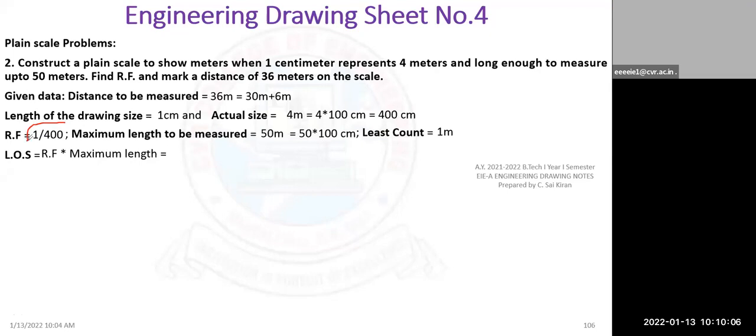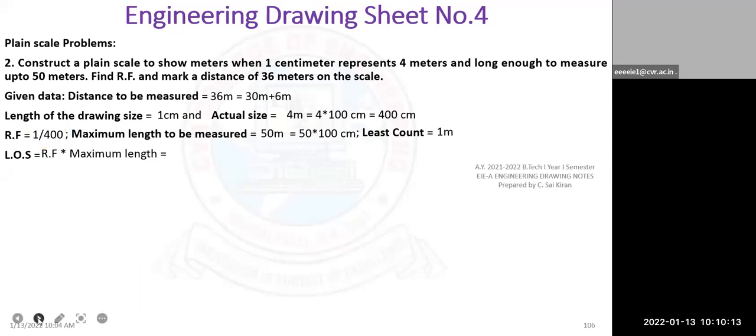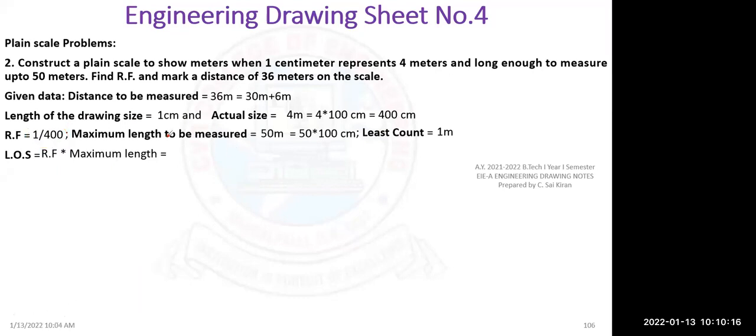I hope everyone understood what is meant by RF value. 12.5 meters, 8.5. What is the value? To 12.5. 12.5 centimeters.